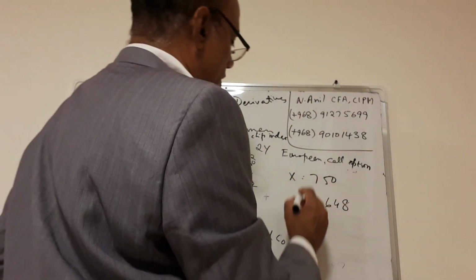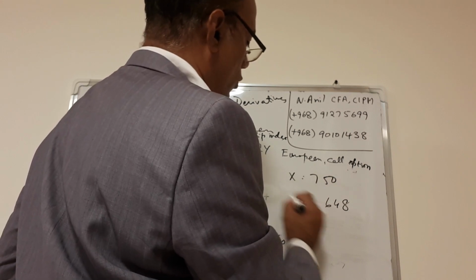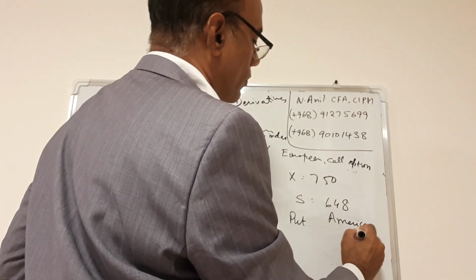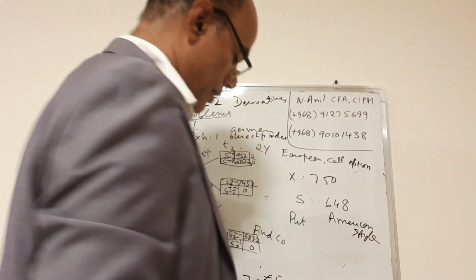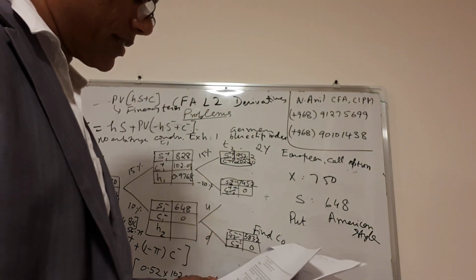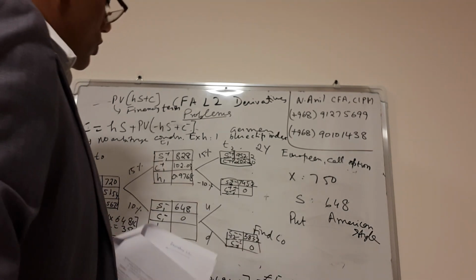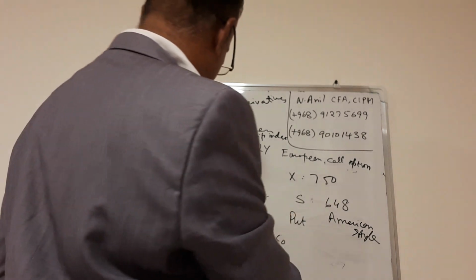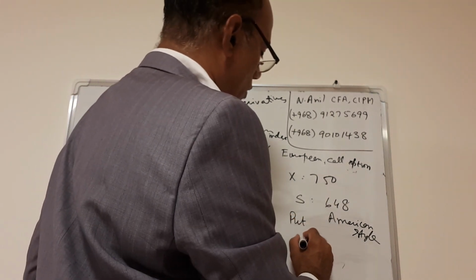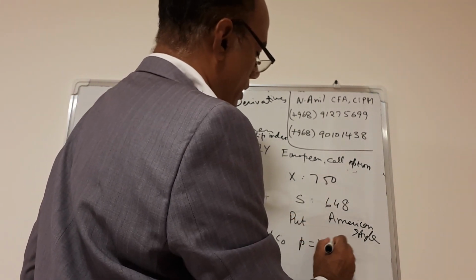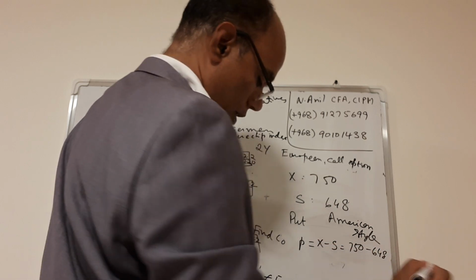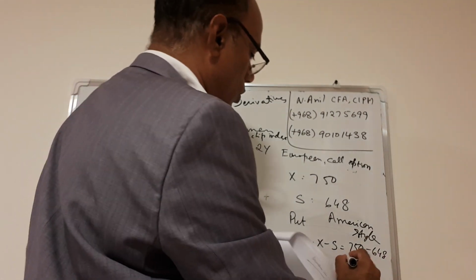So what if you exercise the put option? Of course, they are given an American style option. In the case study, it is given as an American style index option. So you can exercise at period 1, even though it's for 2 years. When you exercise the put here, what is the value of the put? Put will be X minus S, that is 750 minus 648, that will be 102.